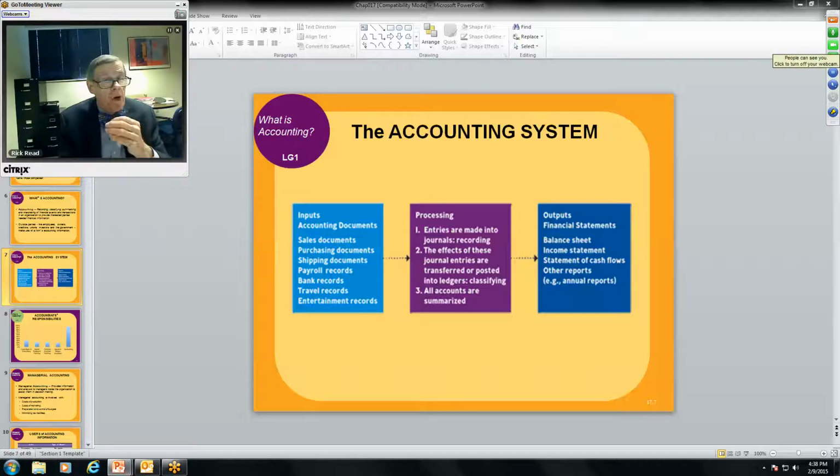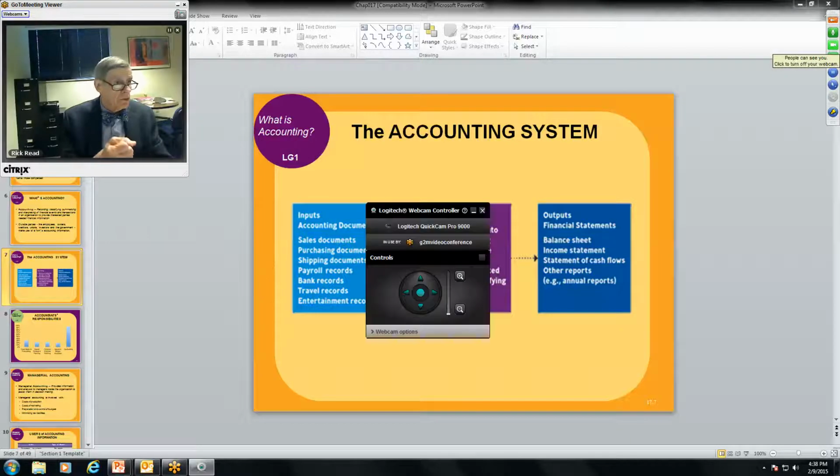And the ones that are most important are listed here: balance sheet, statement of cash flow, income statement, etc. So those are things that we're interested in, and this is simply a different way of looking at inputs being transformed, and then we're going to have some outputs. Except here, we're speaking of numbers as opposed to things.